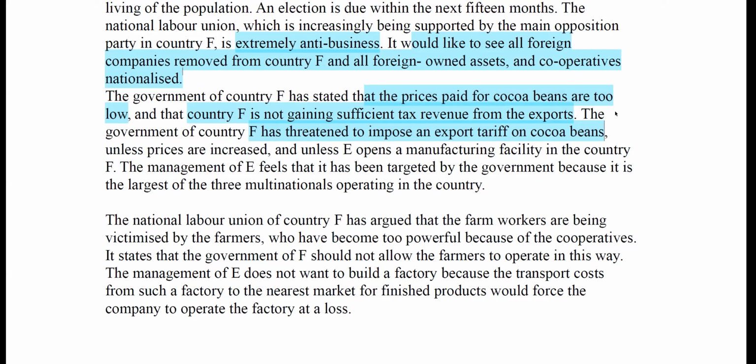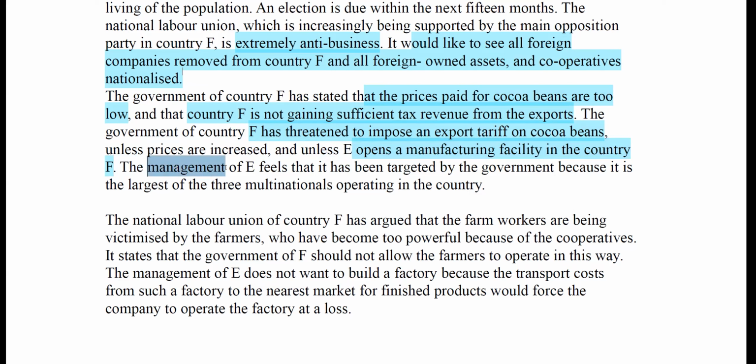I prefer you get a model that just knows about it. When you know how to apply it, you can apply it, right? So it says, unless prices are increased and unless he opens a manufacturing facility in the country, which involves money, right? If you have to do this, does it not involve investment? So what if you can't do it? That means you are strongly being opposed, right?